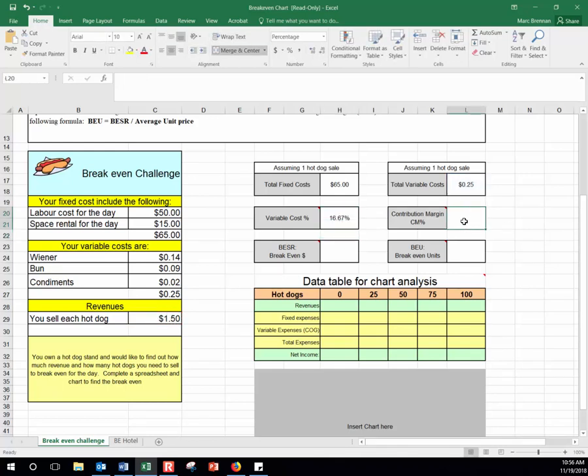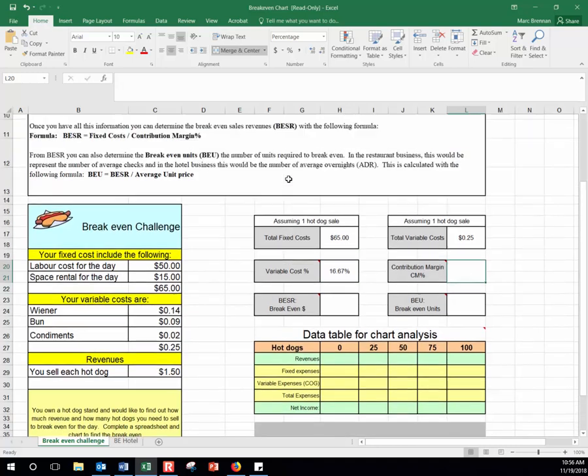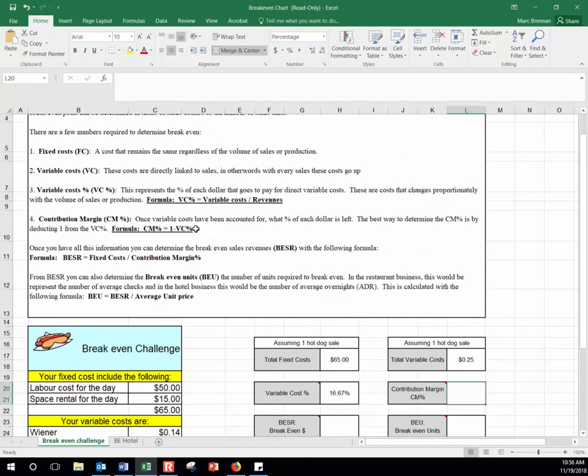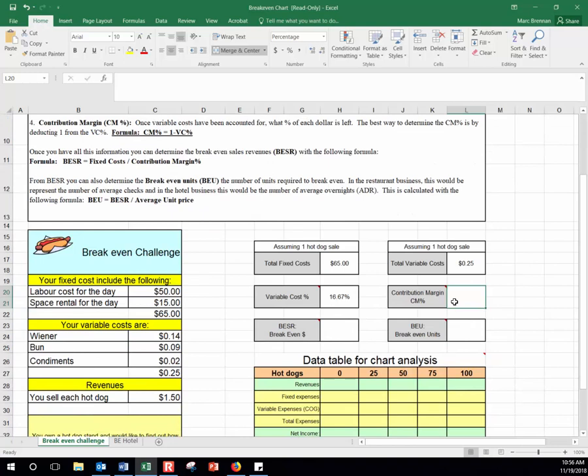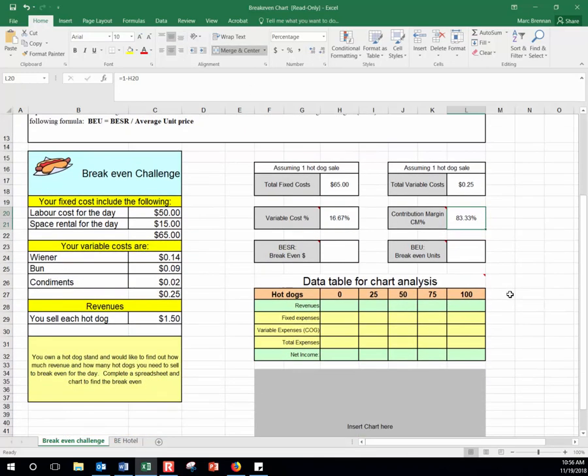Okay. Your contribution margin percentage is 1 minus variable cost percentage. So 1 minus my variable cost percentage should give me 83.33%. So remember, contribution margin percentage is how much money you have left over after covering your variable costs, which can then go towards your fixed costs and any profit.